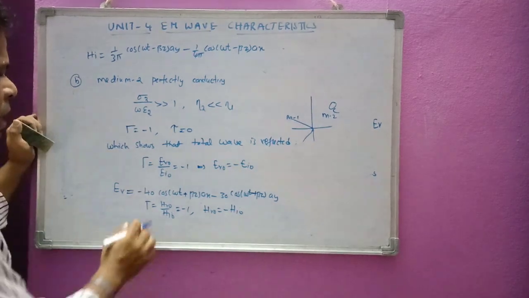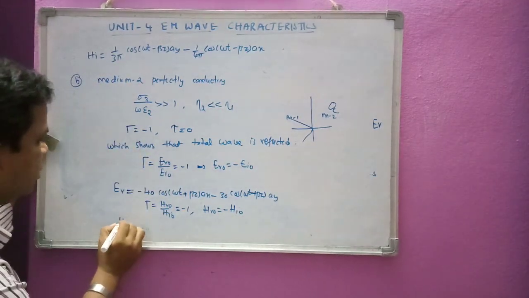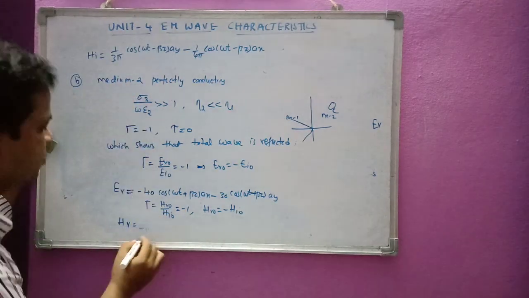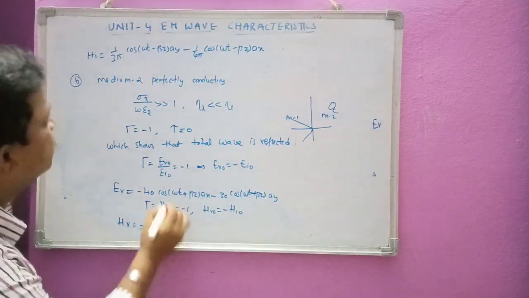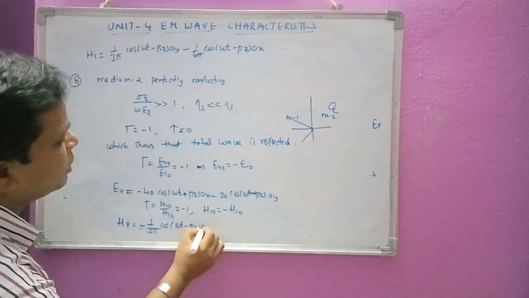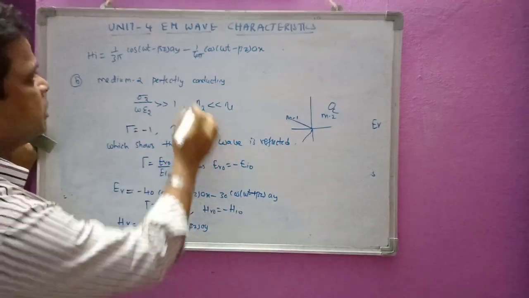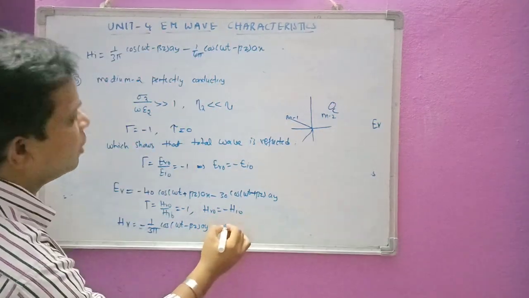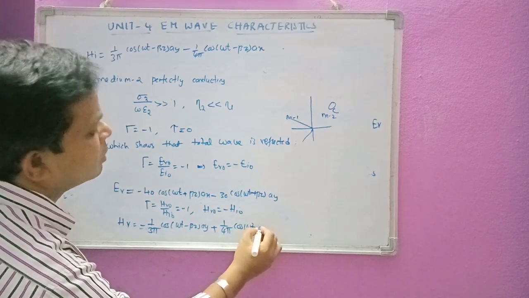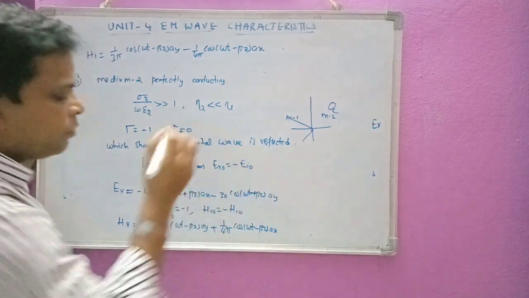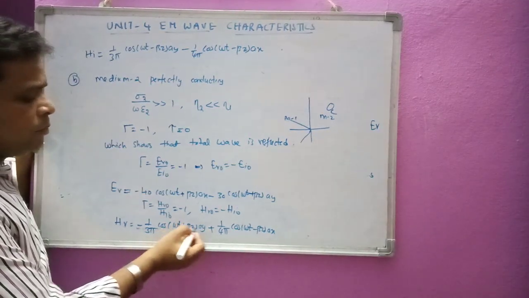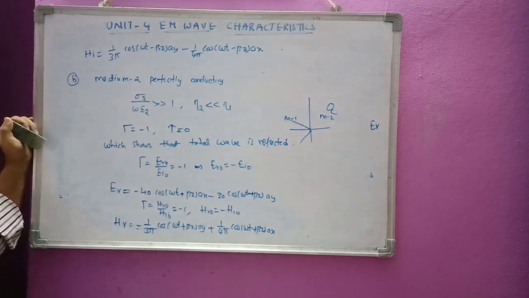Similarly, we find the value of HR. HR is equal to minus of HI0, that is, minus 1 by 3 pi cos(omega t minus beta z) into ay, and with the minus, plus 1 by 4 pi cos(omega t minus beta z) into ax. So what change do we have to make? The wave is propagating in the negative direction, that's why we place plus here, and plus here.